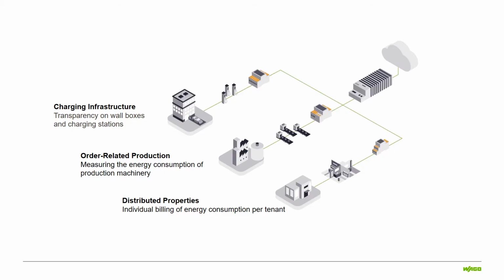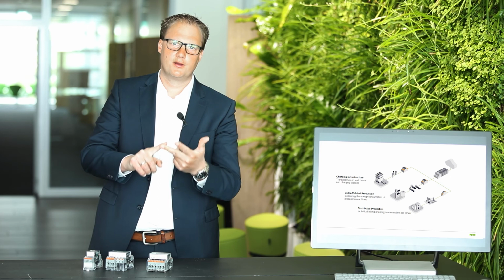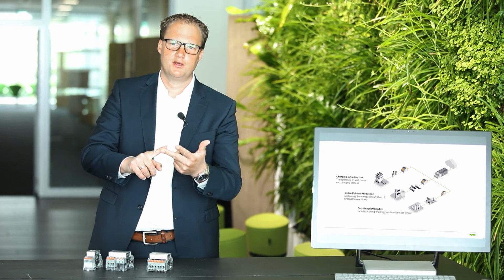Transparency is always at the forefront. Afterwards, the costs must also be billed. For the following applications: charging infrastructure, that means transparency for wall boxes and charging stations; production, measuring the energy consumption of production machines; and distributed properties, that means individual billing of energy consumption per tenant. Therefore we need an energy meter with which we can bill the energy.